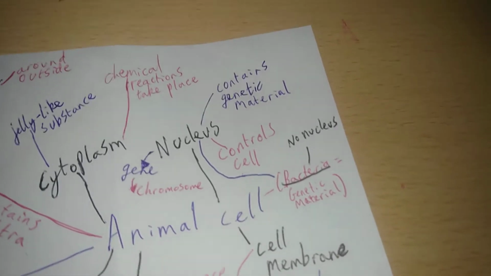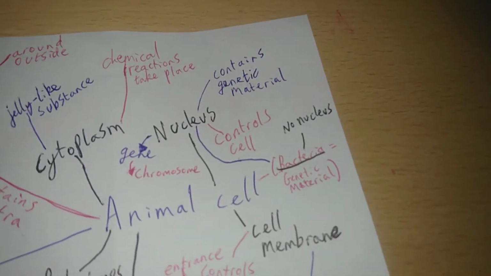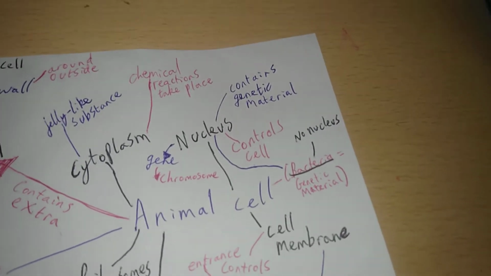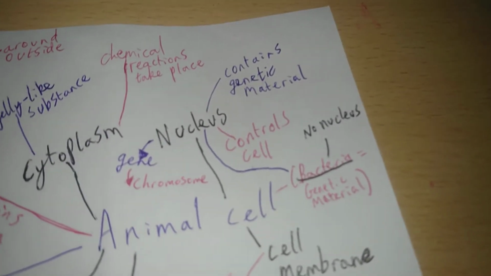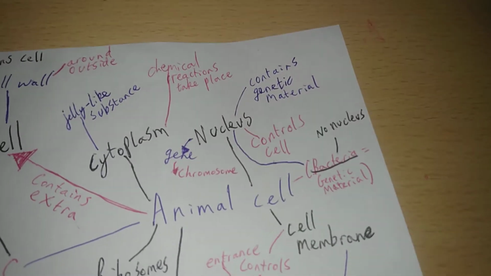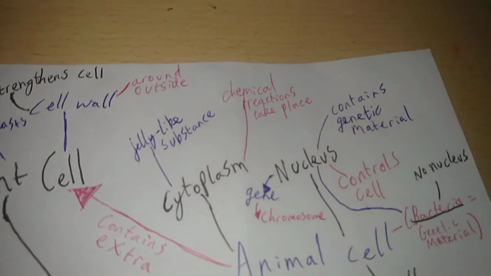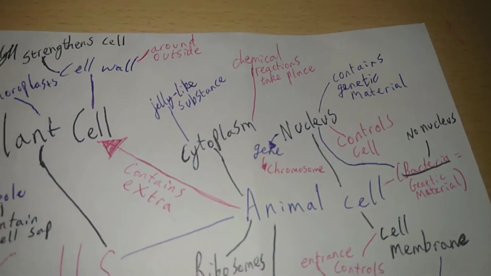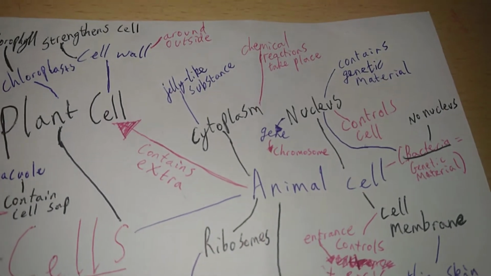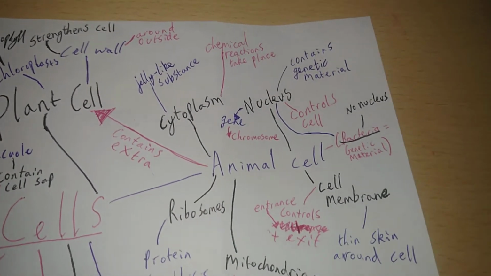Also, animal cells are different from bacterial cells. You might need to know this, as bacterial cells do not have a nucleus. They only have genetic material. In the animal cell, the cytoplasm is where all chemical reactions take place. It is a jelly-like substance around the nucleus and inside the cell membrane.